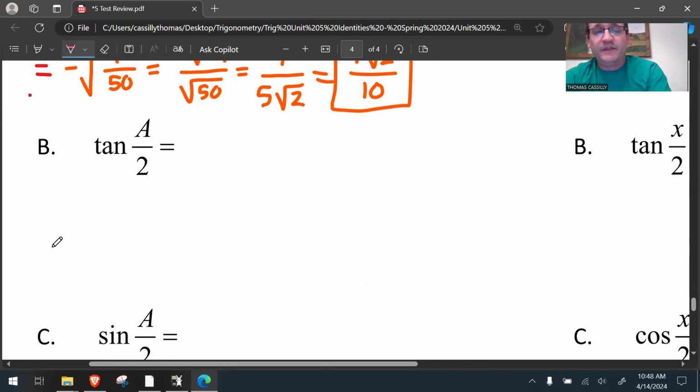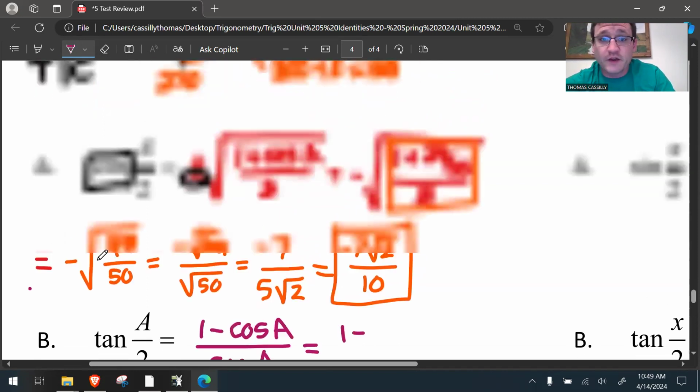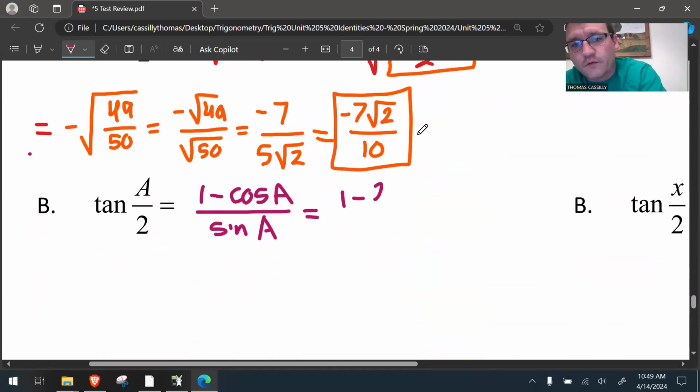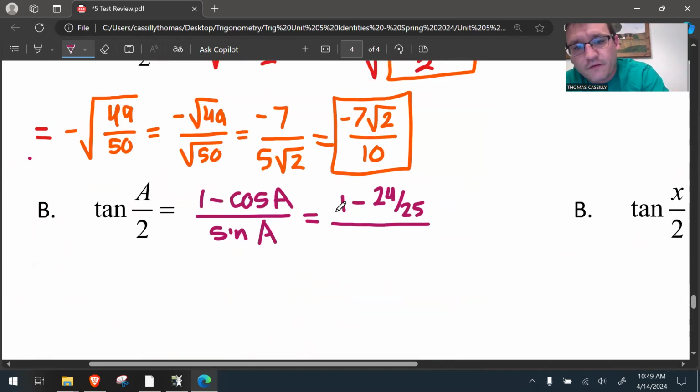So the identity for tangent is, this is actually the most simple one, 1 minus cosine of A over the sine of A. There's no square root in this one, which is always nice. So that's going to be 1 minus, we know the cosine of A is 24/25, all over, we need the sine of A. And the sine of A is -7/25.